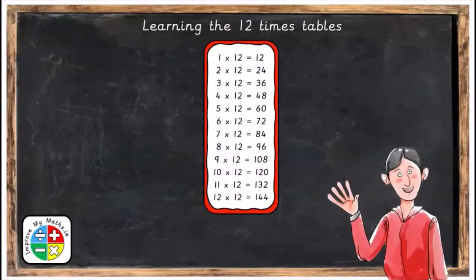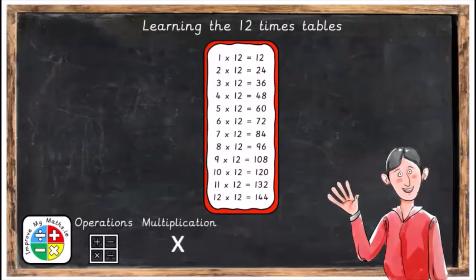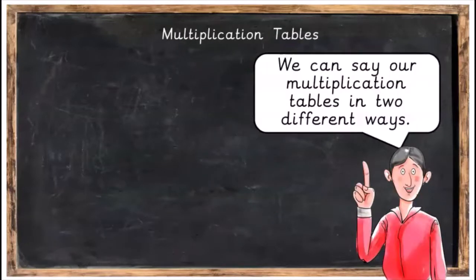Hi everybody, in this video we are going to be learning our 12 times tables. This topic is part of the operations and multiplication area of maths, and it's suitable for children who are 8 years and older. We can say our multiplication tables in two different ways.